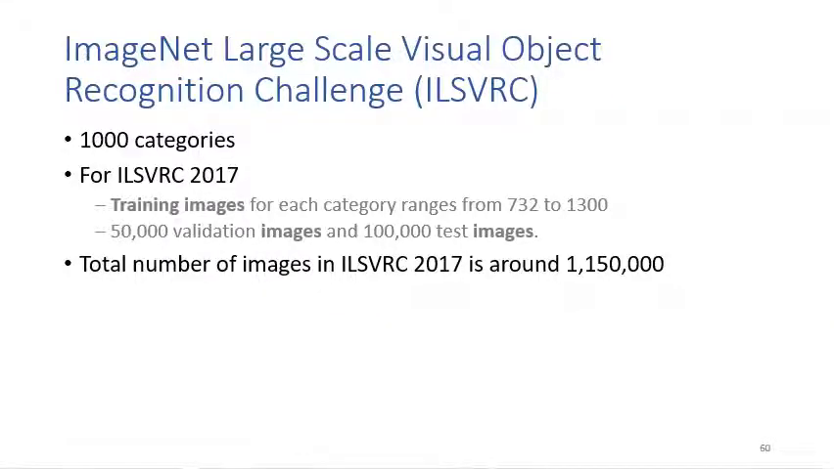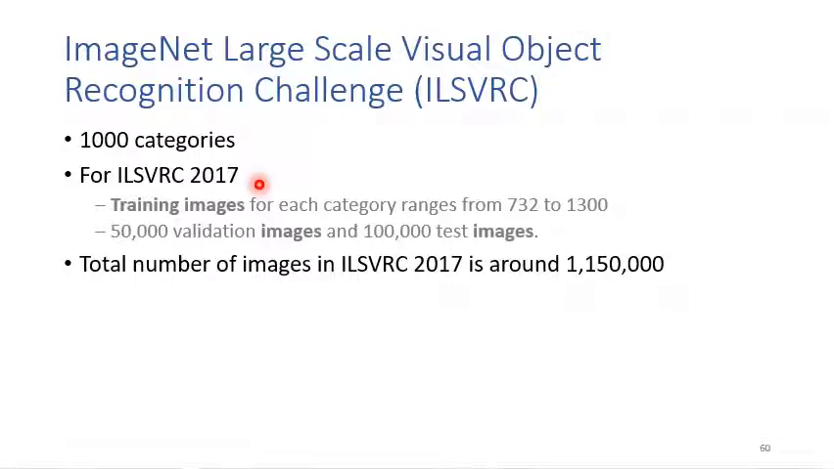Fei-Fei Li selected 1,000 categories from ImageNet and held a competition called the ImageNet Large Scale Visual Recognition Challenge, ILSVRC. The participating teams would evaluate their algorithms on the given dataset and compete to achieve higher accuracy on several visual recognition tasks.